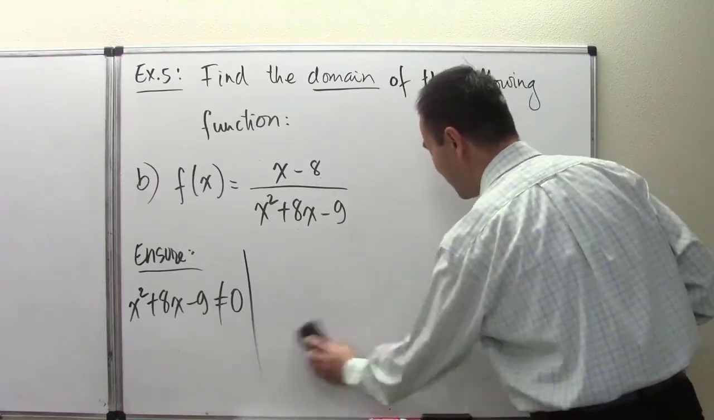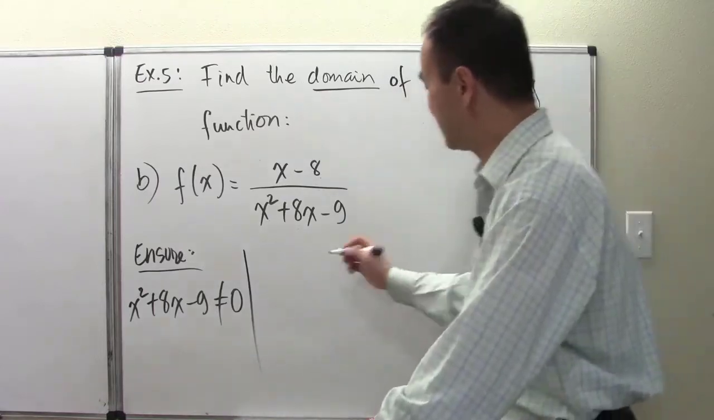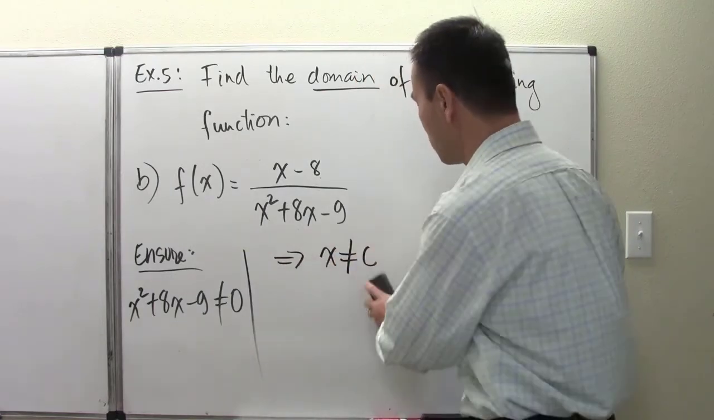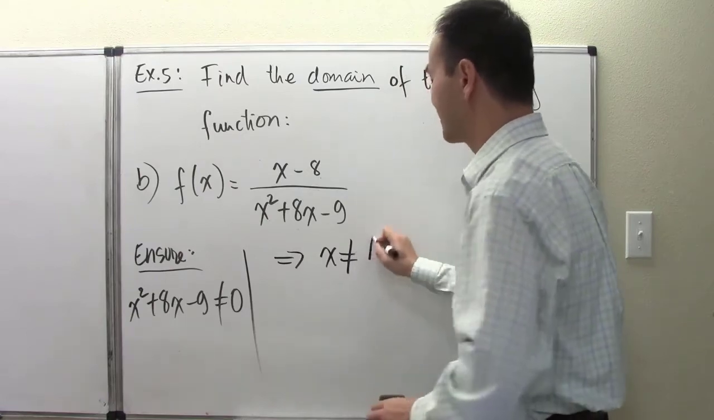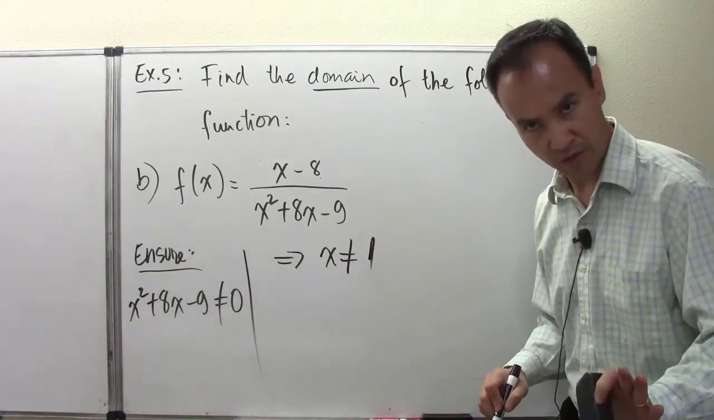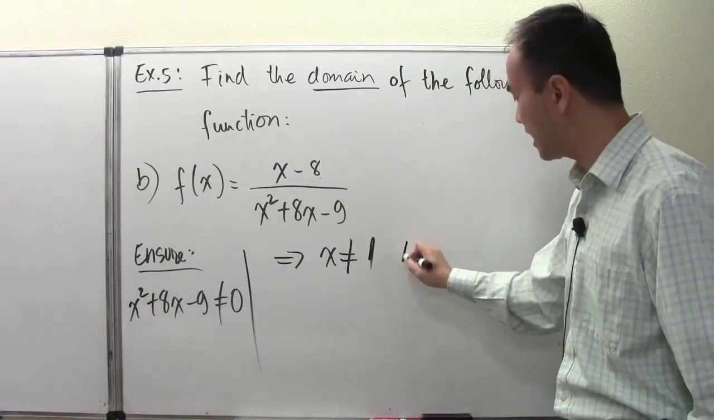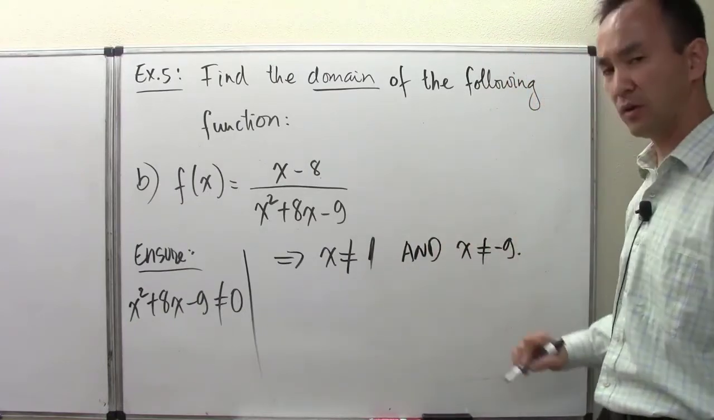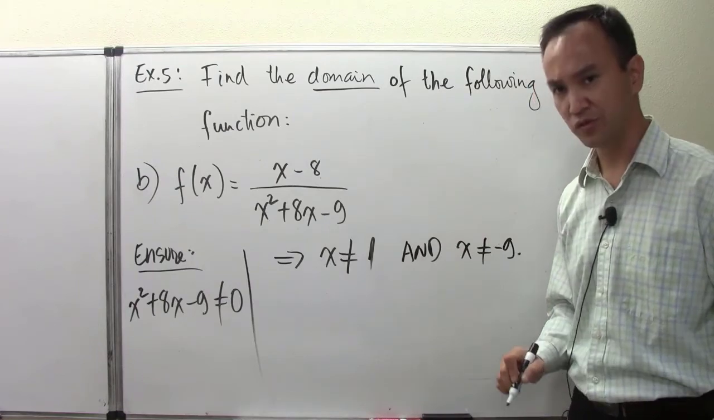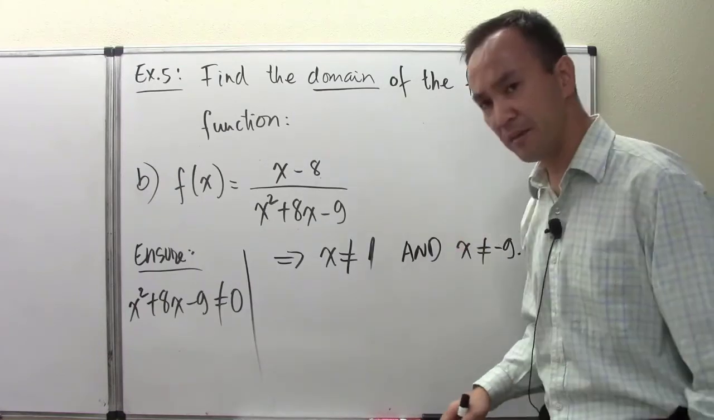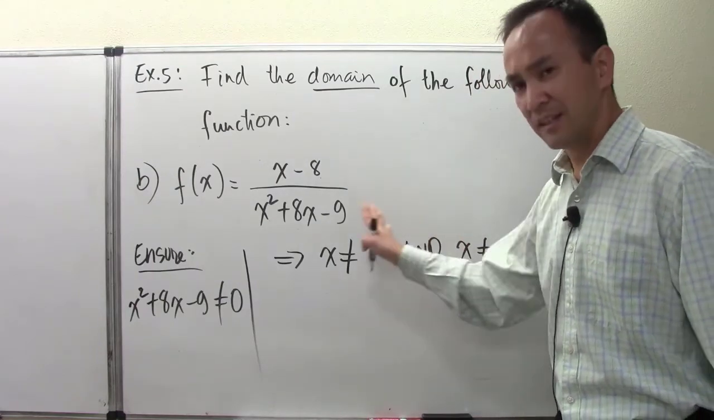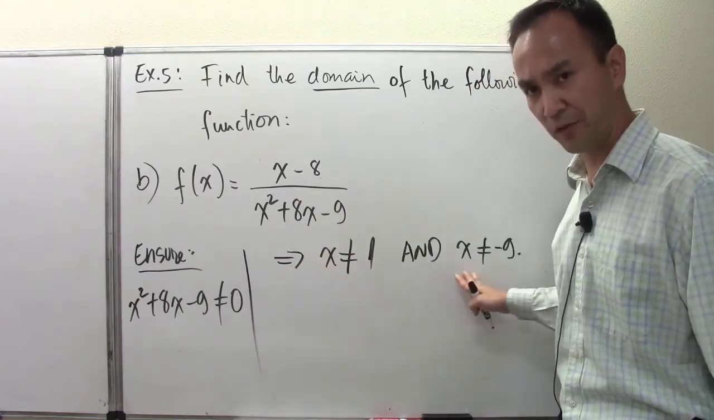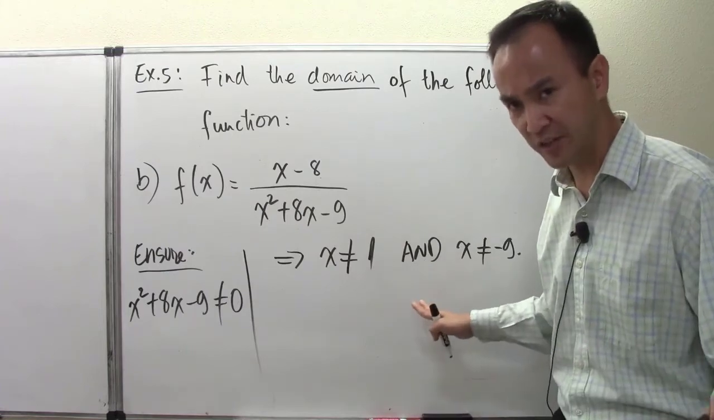So that means x must not equal 1 and x must not equal negative 9. That's what we need to ensure. Once we have that idea in mind, this is already a close enough conclusion. We already have a nice clear conclusion for our domain right here. It's just not the final answer yet.